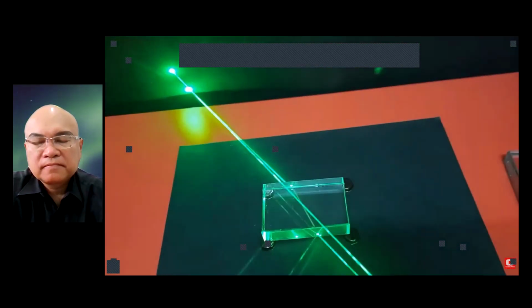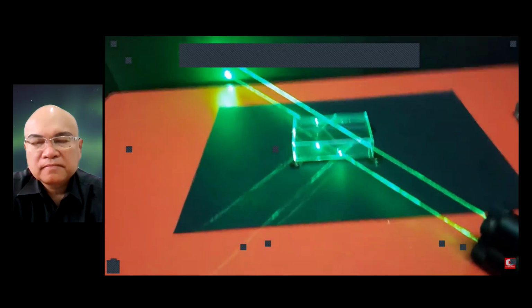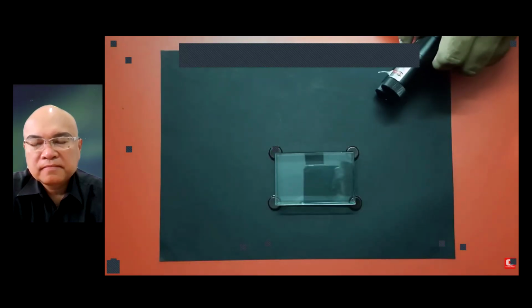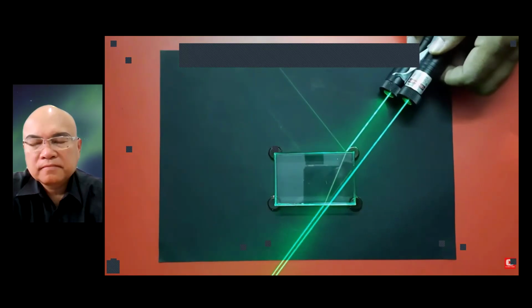As the opposite sides of the glass slab are parallel, you can easily prove through your knowledge of geometry that the emergent beam should be parallel to the incident beam. Watch it again.